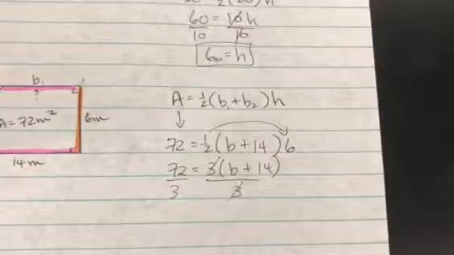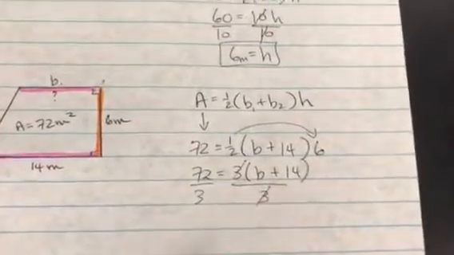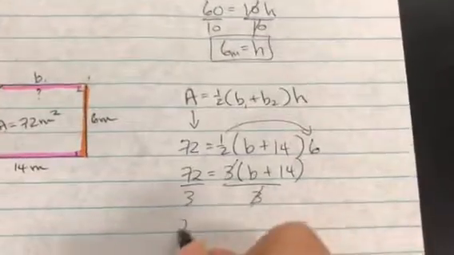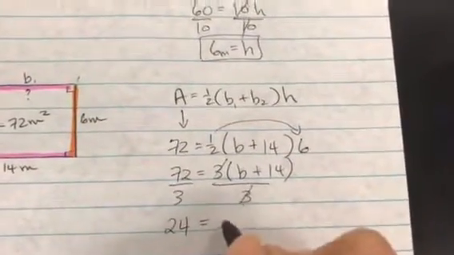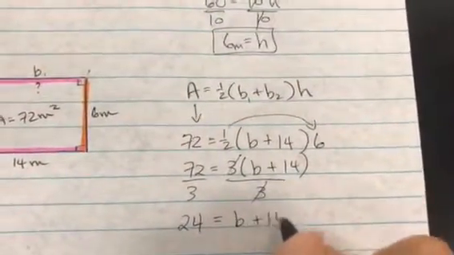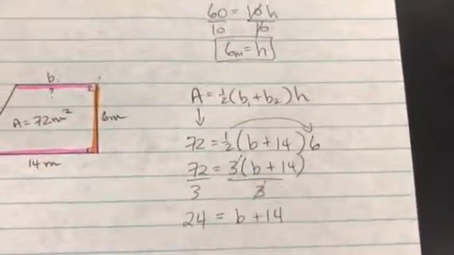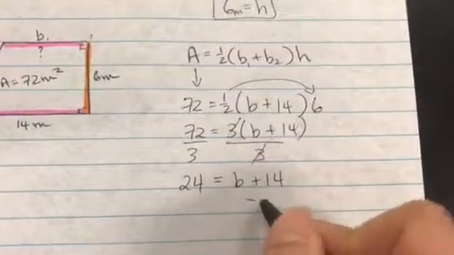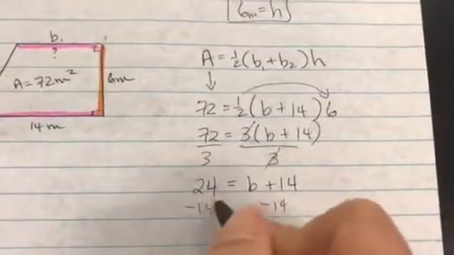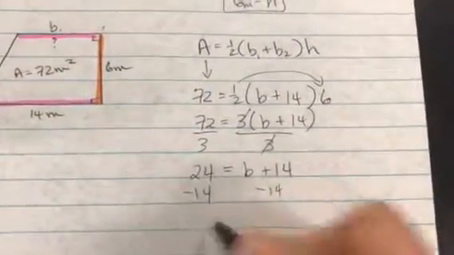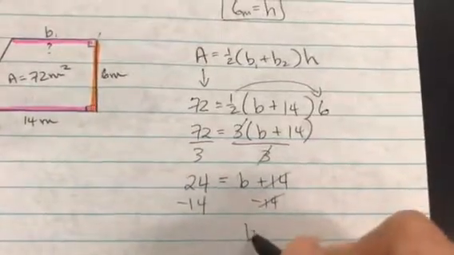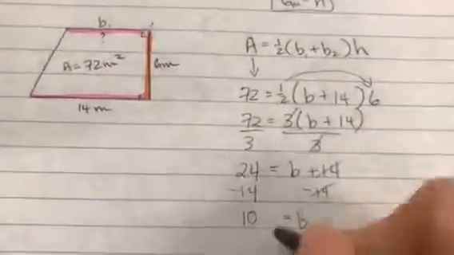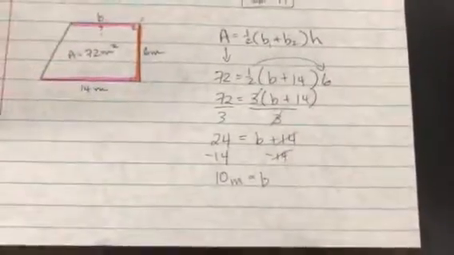That cancels to 1, right? 72 divided by 3 is 24. So we got 24 is equal to b plus 14. Now we can remove the parentheses because we got rid of the 3 on the outside. And then finish balancing. To get the b by itself, we do minus 14, and then that cancels. So then b is equal to 10. So b is equal to 10 meters in this case.